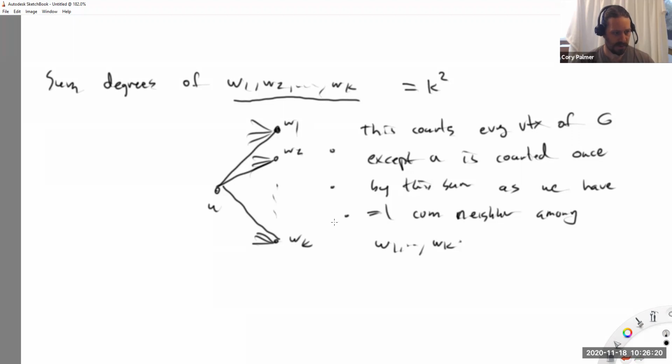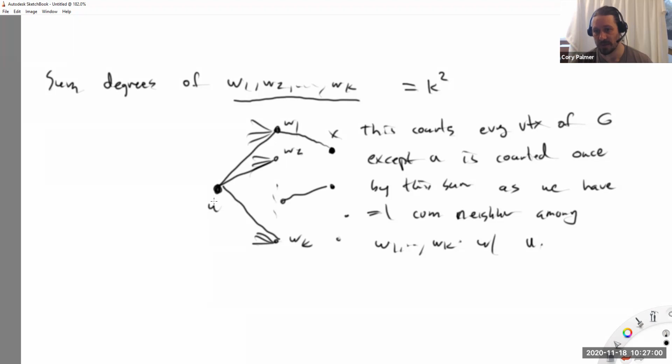Every other vertex sends an edge to this set of W_i's, because every vertex has exactly one common neighbor with U. So you take an arbitrary vertex X out here and U, they have exactly one common neighbor. That common neighbor is among the W_i's and there's no repeat. So this vertex X is counted exactly once because of W1, and this vertex X is counted because of W7, and so on and so forth, okay? But U gets counted multiple times.